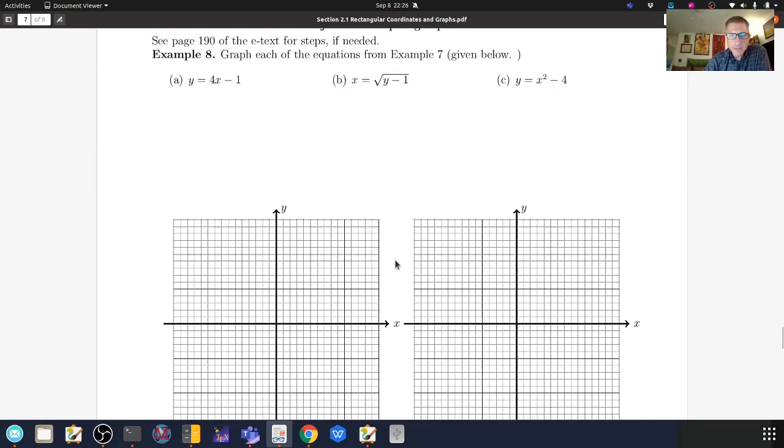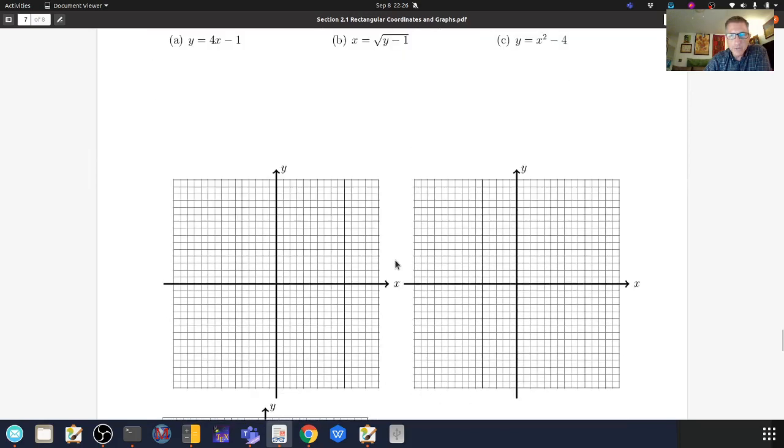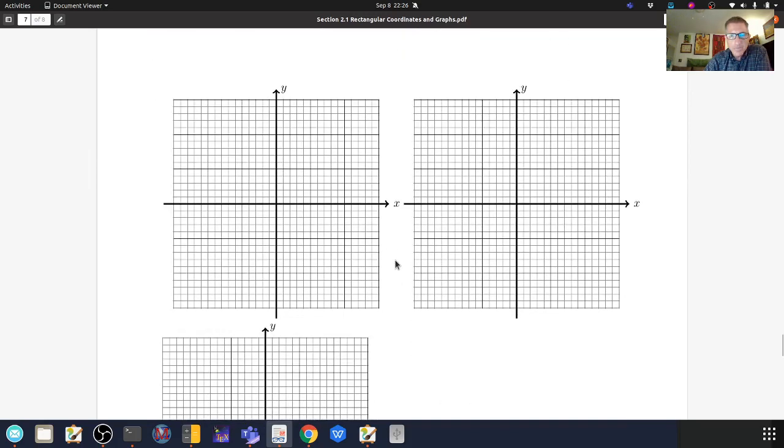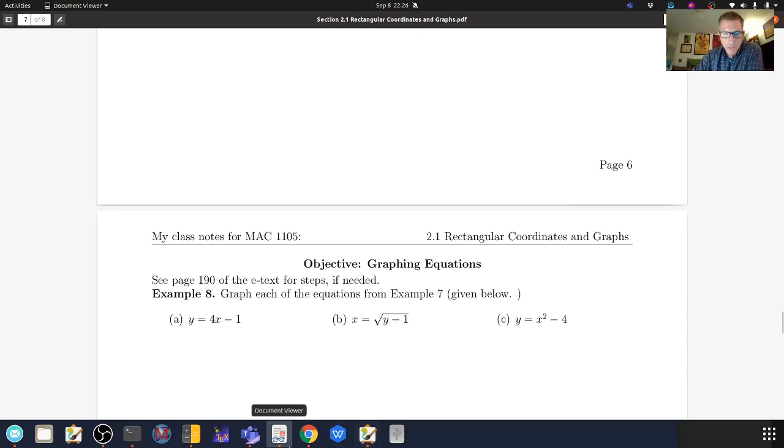So what I need to do is write those down really fast. I haven't got them written down. And then we'll actually do it in GeoGebra. So let's write them down. I'm still going to have to write them down.